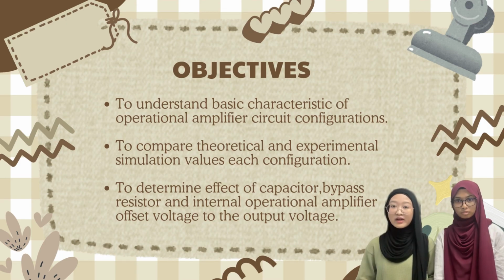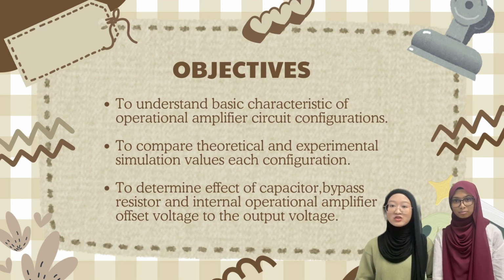On the other hand, we are able to determine the effect of the capacitor, bypass resistor, and internal operational amplifier offset voltage on the output voltage. For the inverting, non-inverting, and summing amplifiers, we examine the gain formula for both arrangements and deal with the output clipping issues that come up in the section on the inverting amplifier. Besides, we also verify the concept of virtual ground at the inverting terminal of the summing amplifier.